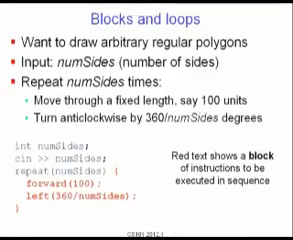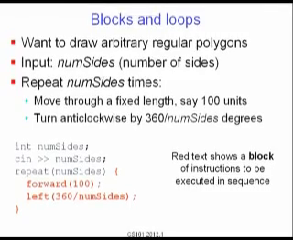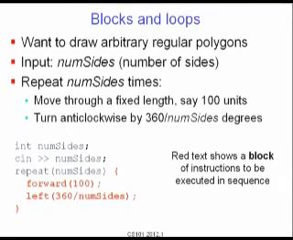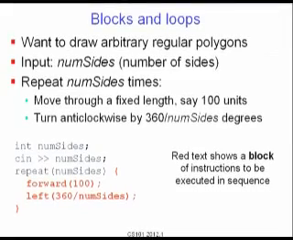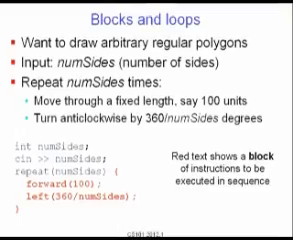And so in fact, you can use blocks and loops. If you want to draw an arbitrary regular polygon, then the input would be the number of sides in the polygon, and the recipe would be repeat num sides times, moving through that fixed length of 100 and then turning anti-clockwise through 360 divided by num sides degrees. Okay. And we assume here to start with that 360 can be divided uniformly, without a remainder, by num sides. If not, we'll get some weird shape.